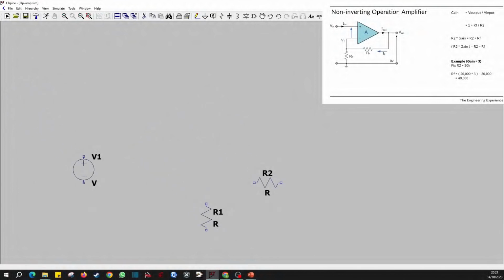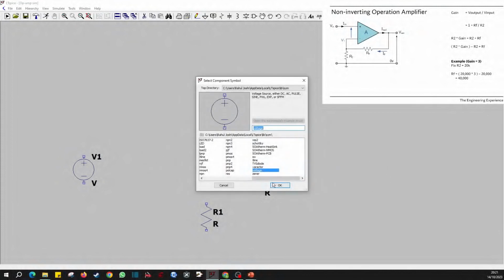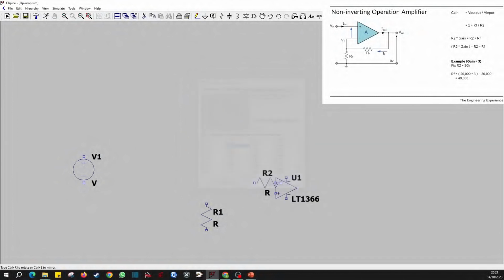Now I'm pressing F2 again and going to the op amps section, and we can select almost any, but they all do have slight differences in how they work. I'm going to go with LT1366 because this is an op amp I've used before and it should work okay. So we can see the configuration for the op amp. We've got the non-inverting pin here, the inverting pin here, and the output pin here.